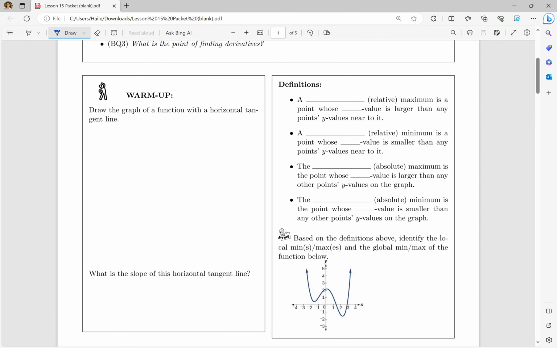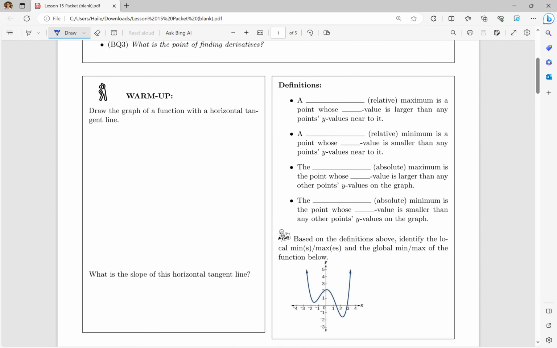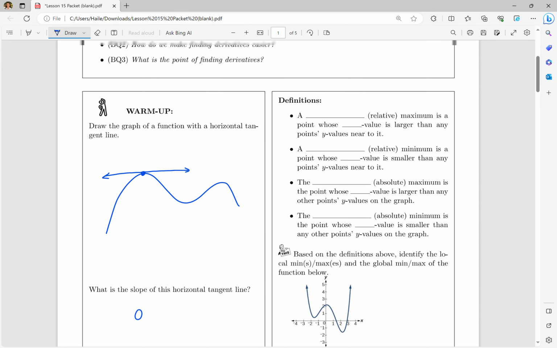All right, let's start with a warm-up. We'll draw the graph of a function with a horizontal tangent line. So maybe you draw something like that, and a horizontal tangent line would look something like this. Now, if we want to know the slope of this horizontal tangent line, any horizontal line has a slope of 0, so that slope would be 0. All right, so that was a quick little warm-up.